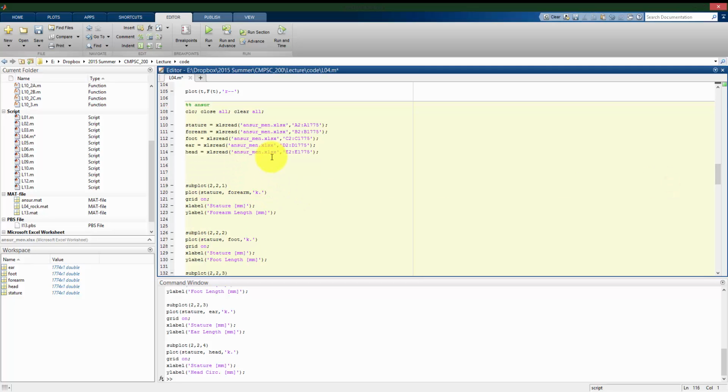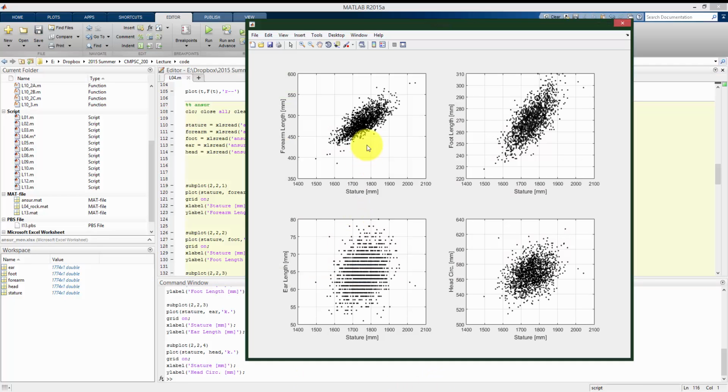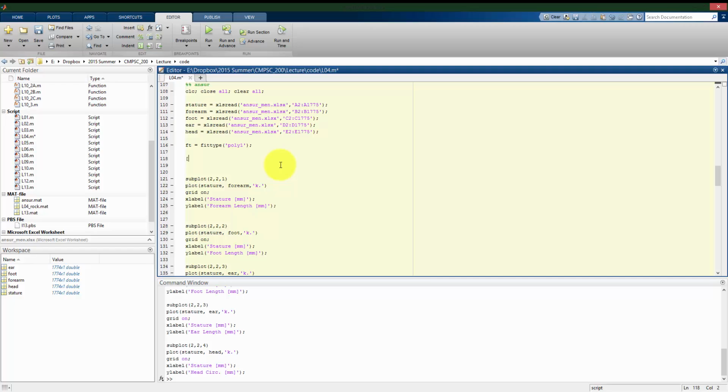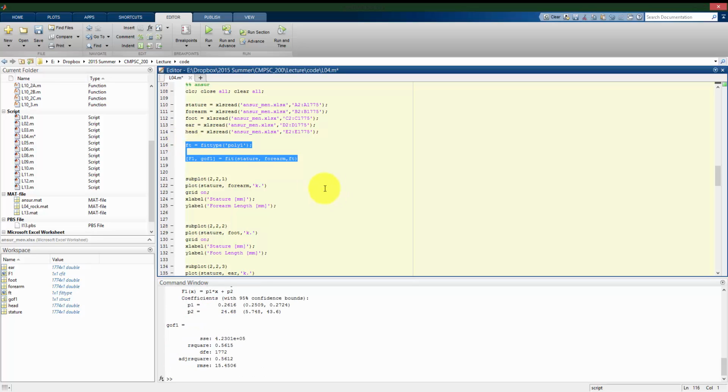We can use a fit. Now, I'm going to do just a linear relationship between stature and each of these four quantities. My fit type is going to be poly1, which, as we saw before, is just an intercept and a slope. I'm going to use that for all of these relationships. So I'm going to find a function f1 and a goodness of fit 1. This will be for the relationship between my stature and forearm to start. And my fit type, I'm going to use ft, which is this linear relationship. And I have to define it first. I'll come back to these results in a minute.